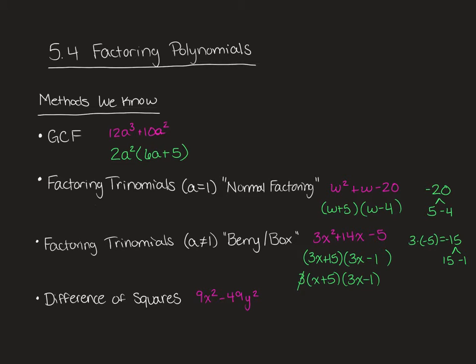Lastly, we have difference of squares. Difference means subtraction. Squares, we have perfect squares. So in this case, 9x squared minus 49y squared. So this is the same as saying 3x squared minus 7y, all of it squared. So your factored form is going to be 3x plus 7y and then 3x minus 7y.